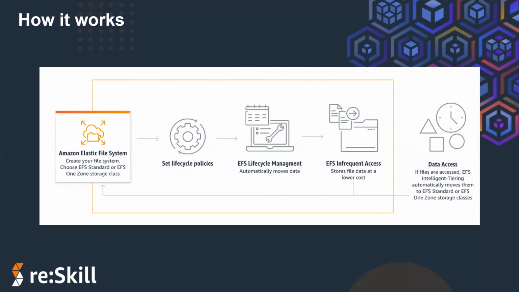If files are not accessed according to the lifecycle policy, they are moved to EFS Standard-IA, that is infrequent access, or EFS One Zone-IA storage class, depending on whether your file system uses Standard or One Zone storage class. Additionally, we can choose the EFS lifecycle management file access policy to transition the files to EFS Standard or EFS One Zone if accessed, that is on first access. And also, files that are read from or written to the IA storage class are moved to EFS Standard or EFS One Zone, depending on whether your file system uses Standard or One Zone storage classes. So this is how Amazon EFS works.